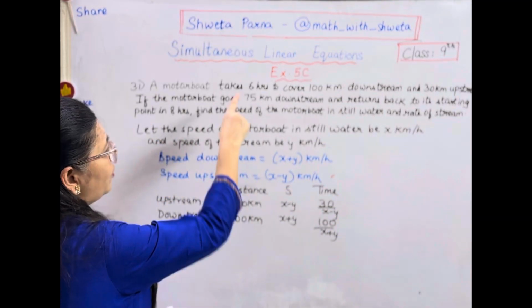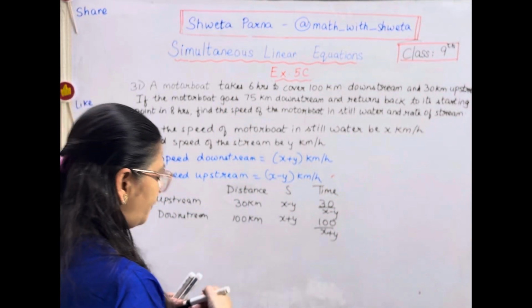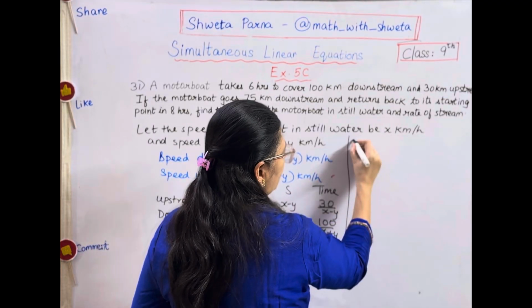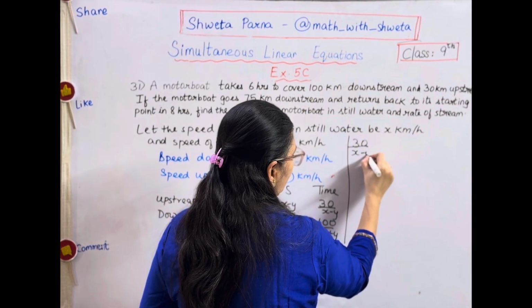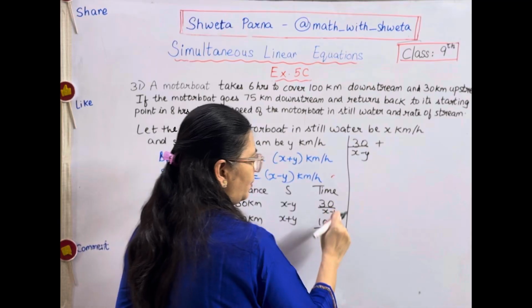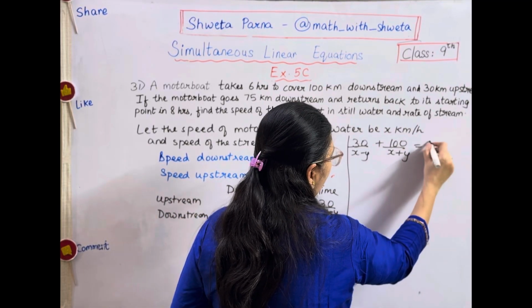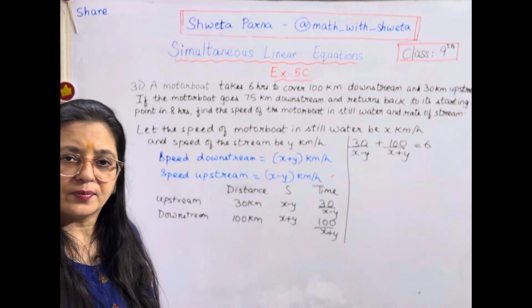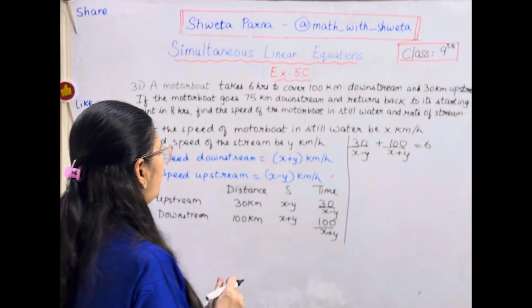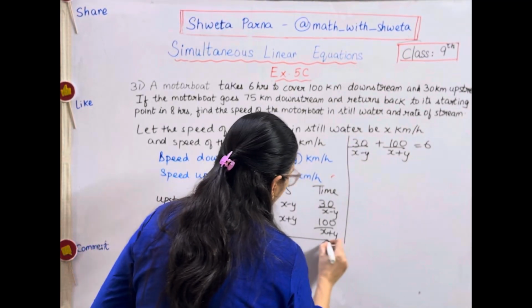Now, it takes how many hours? 6 hours. So our first equation would be 30 upon x minus y plus 100 upon x plus y, and the total time taken is 6 hours. Clear? Come on. Now the next part. This was the first part.